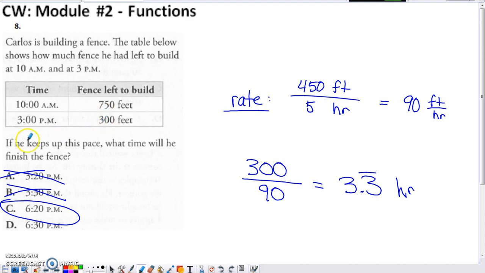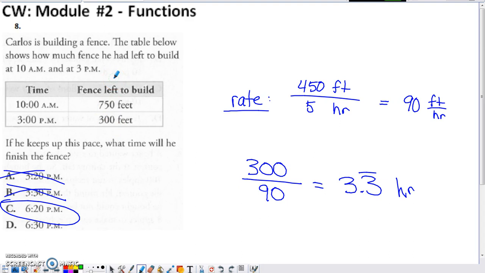And what they tell us is that he's going to keep up the same pace, and we have to figure out what time he's going to finish the fence. And so there's a pretty simple calculation that you can do here to figure out the rate that he's able to build the fence and how much fence did he build when he had 750 feet left until the time that he had 300 feet left.